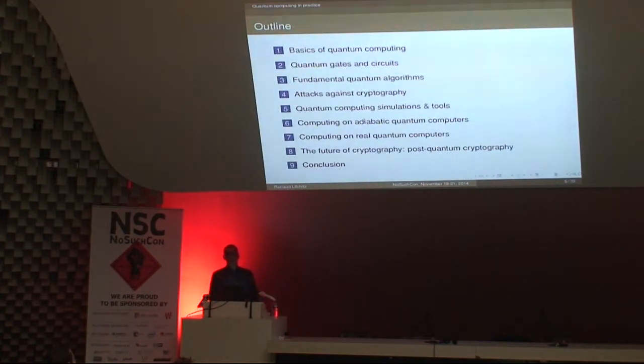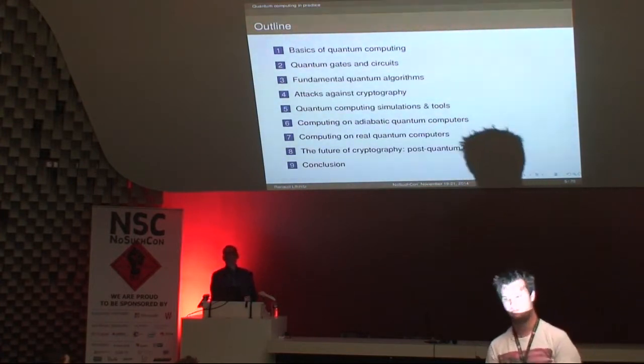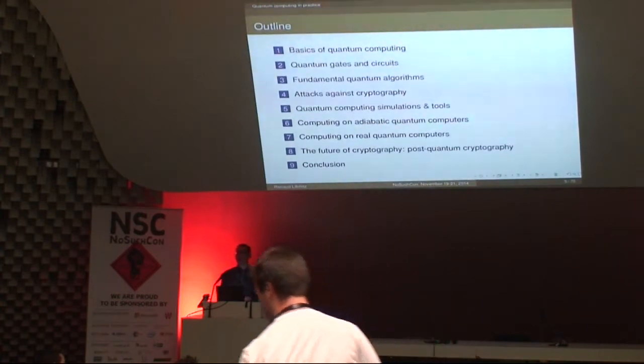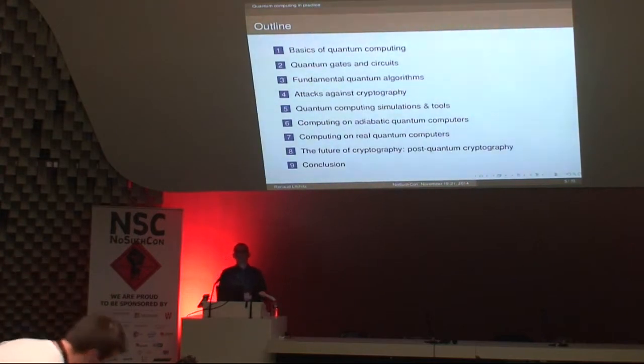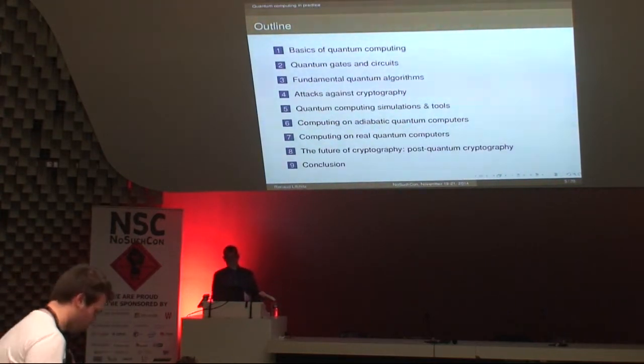And this is the outline, so 9 parts. First we will introduce quantum physics. I will talk to you about quantum gates and circuits, and give you a few fundamental quantum algorithms you must understand for the rest of the talk. We'll talk about attacks on cryptography, so what are the main issues of quantum computing for cryptography in general. We will see some computing tools to do simulation. Before experimenting on real hardware, you will have to test your own algorithm, so we have a list of a few tools and a small demo.